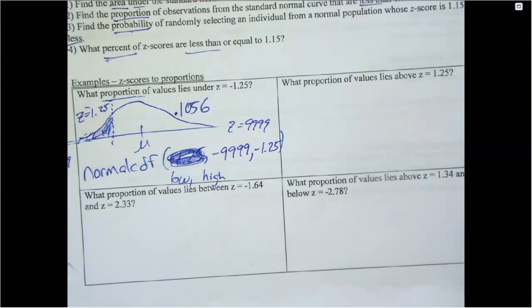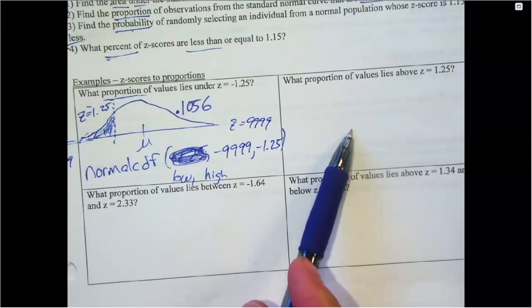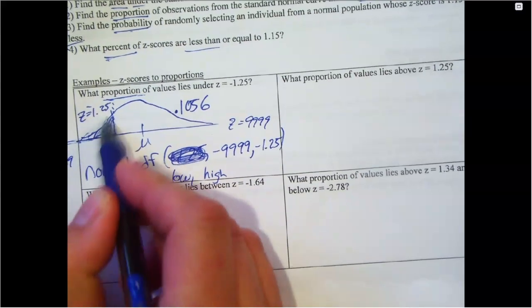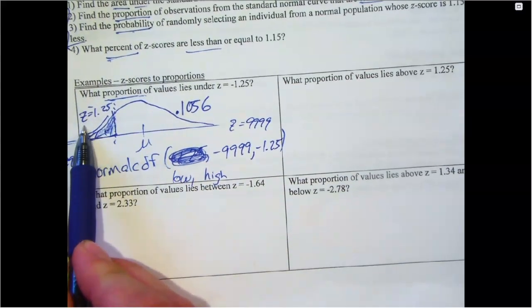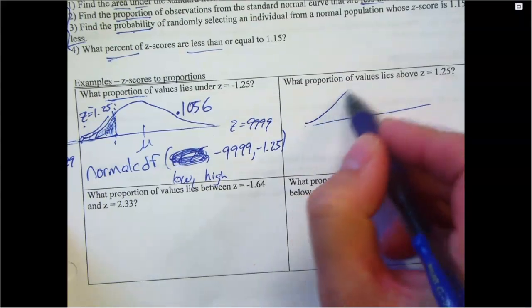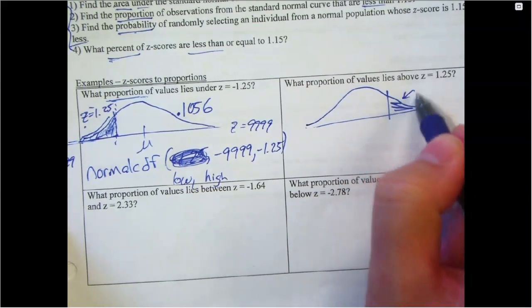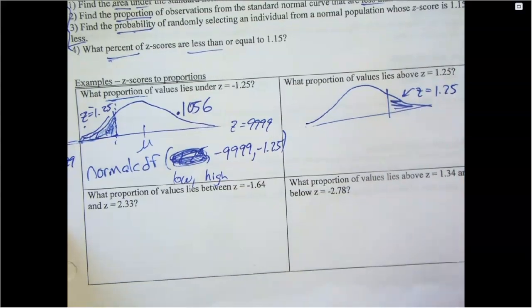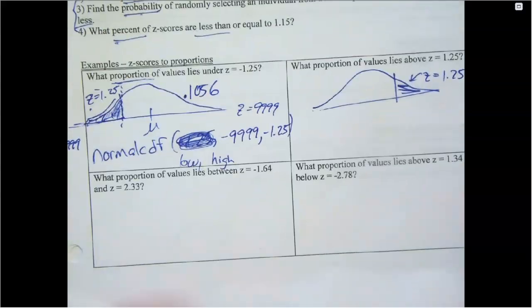Alright, now we're gonna do the next one. I do not need to put this in my calculator, but I'm going to because that's what we're trying to practice. Tell me the answer right now for this one. 10.56. The whole thing's symmetric. So if I ask you for the percent below the z-score of negative 1.25, that's going to be the same as the percent above a z-score of 1.25. So it is symmetric.